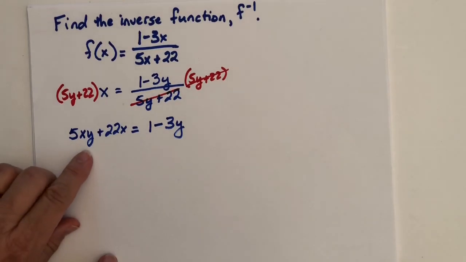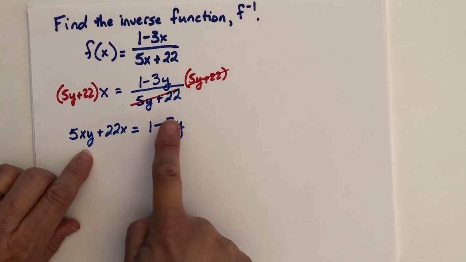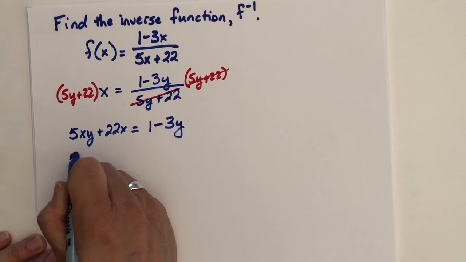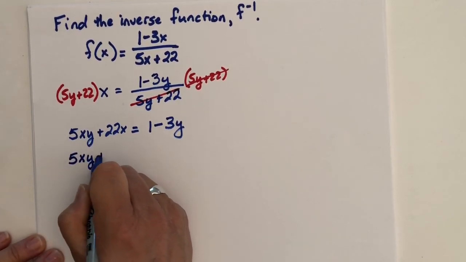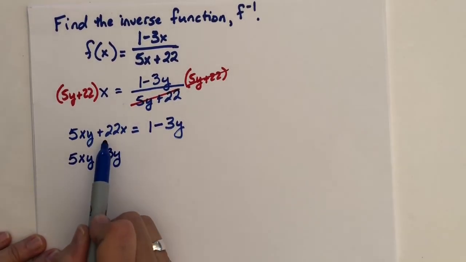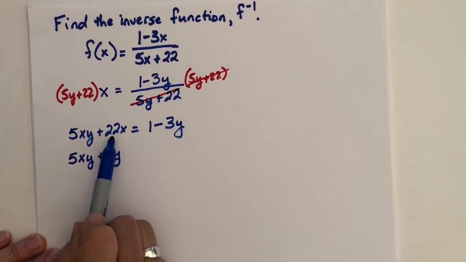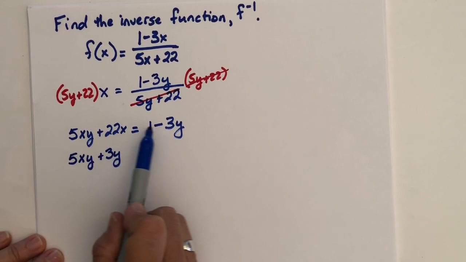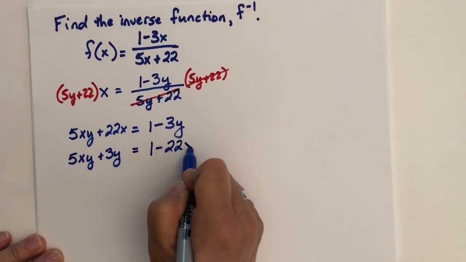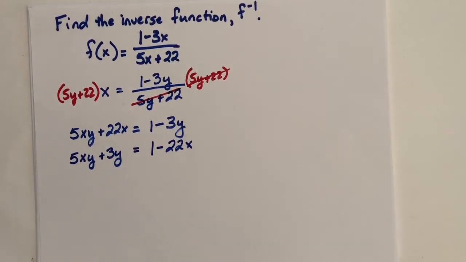I notice I have a y here and a y here. I need the y's on the same side, so I'm going to add 3y so that the 3y will be on the left. So I have 5xy plus 3y. And at the same time, I'm looking at this 22x. I don't want it on the same side with these terms that contain y, so I'm going to subtract 22x. So my equation now looks like this. All the terms with the y on the left, all the terms without the y on the right.